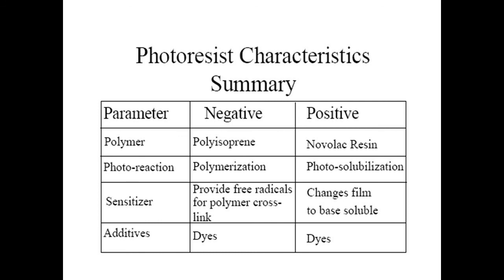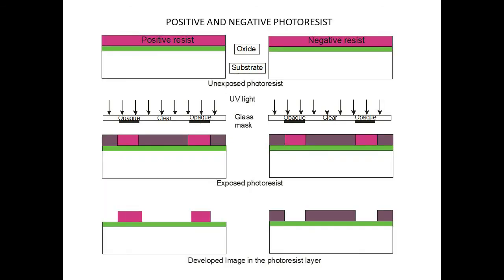Both of these photoresists usually have dyes to color it, to make a difference. Like I told you in the beginning, usually the negative may not have dyes, but it depends. Usually the positive photoresist will have a red dye, so it will be red in color, because you want to differentiate between these two types of photoresist.